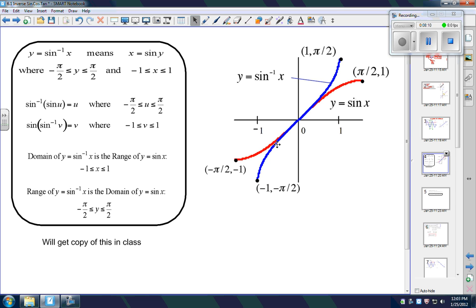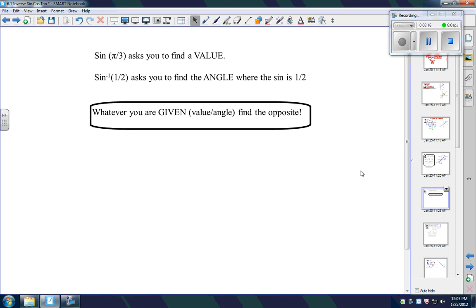Let's do a cosine. Well, first, here's the distinction between them before we do cosine. If I tell you to do sine of π/3, we just spent all last chapter doing that. I want a value. So sine of 60 degrees equals square root of 3/2. That's a value. If I say sine -1 of 1/2, 1/2 is a value, so I'm asking you to find an angle. The question is, where is the sine 1/2? That's the biggest distinction. Whatever you're given, find the opposite.